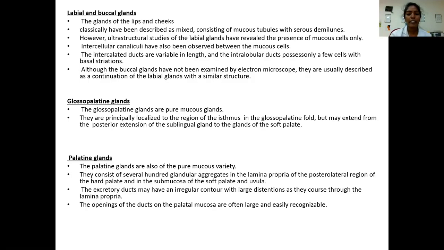Palatine gland. These palatine glands are also the pure mucous variety. They consist of several hundred glandular aggregates in the lamina propria of the posterior lateral region of the hard palate and in the submucosa of the soft palate and uvula.